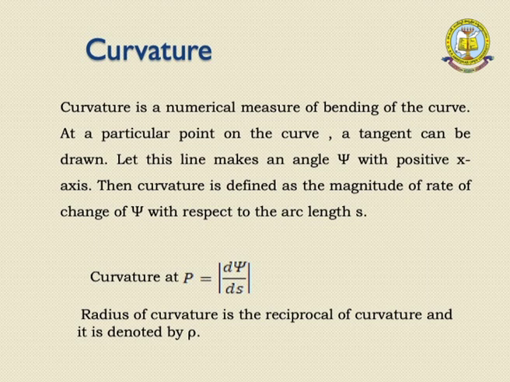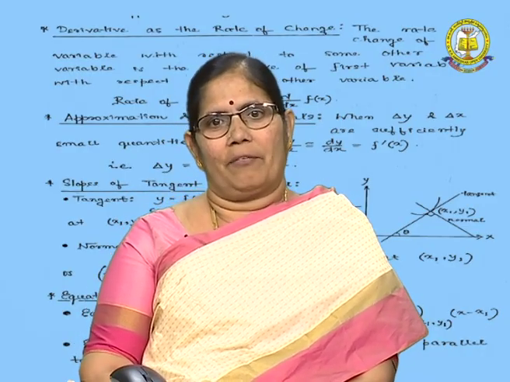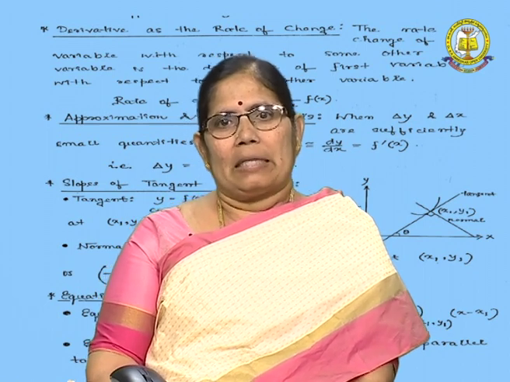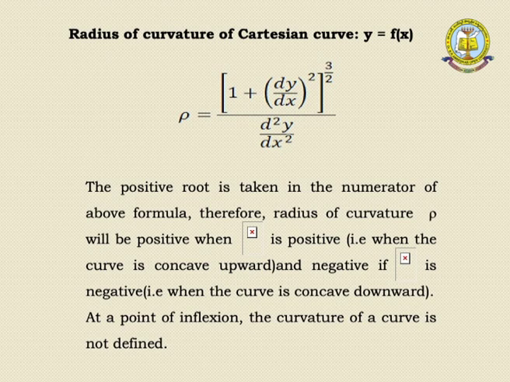Radius of curvature is nothing but the reciprocal of curvature. Generally, we denote radius of curvature by rho. So, this is one more important concept of differential calculus. Now, we will find the radius of curvature for a given curve y is equal to f of x in Cartesian form.